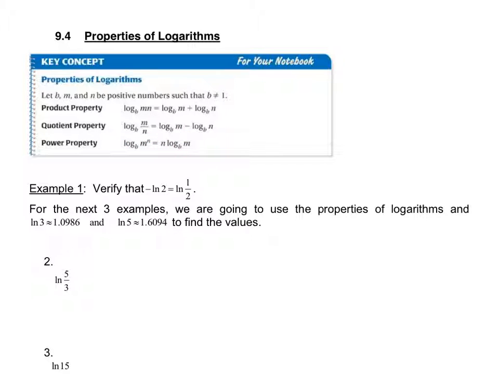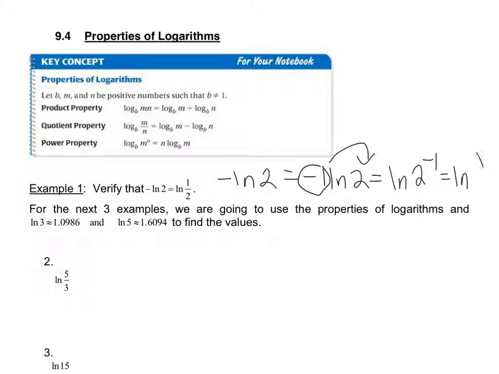Okay? So it says verify that the negative natural log of 2 equals the natural log of 1/2. So I'm just going to look at this. This is the same thing as negative 1 times the natural log of 2. So we take this negative and move it up, because it's doing the opposite of this right here. Instead of bringing it down to the front, since it's in the front, you move it up to the exponent. So that equals the natural log of 2 to the negative 1, which is the natural log of 1/2.